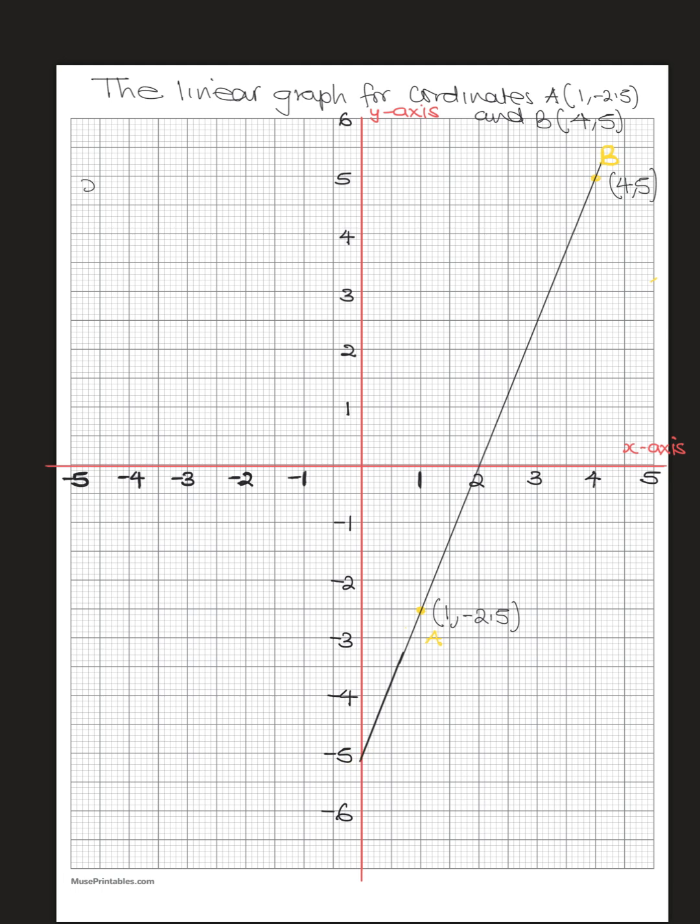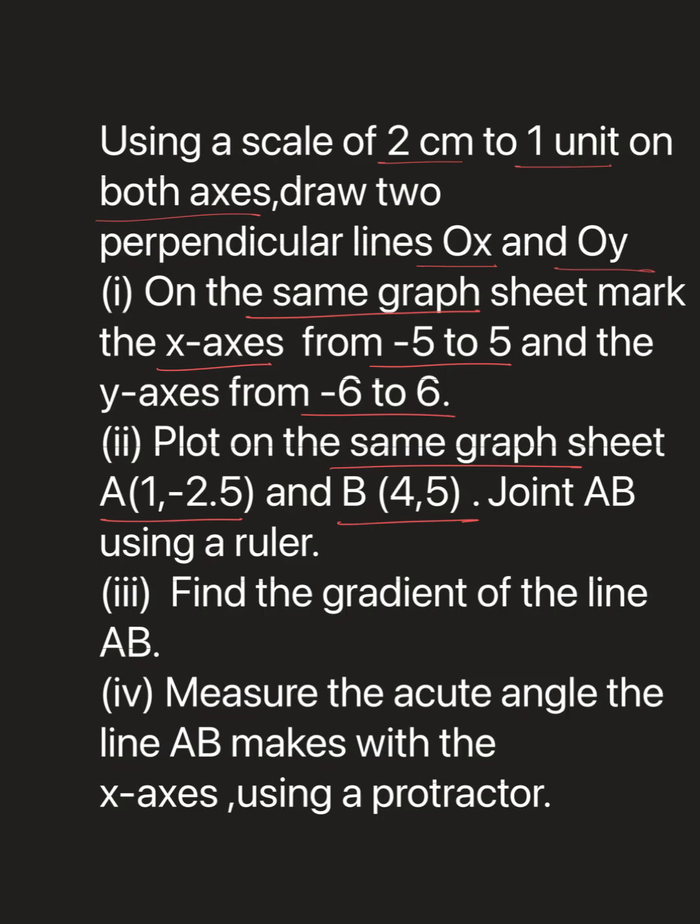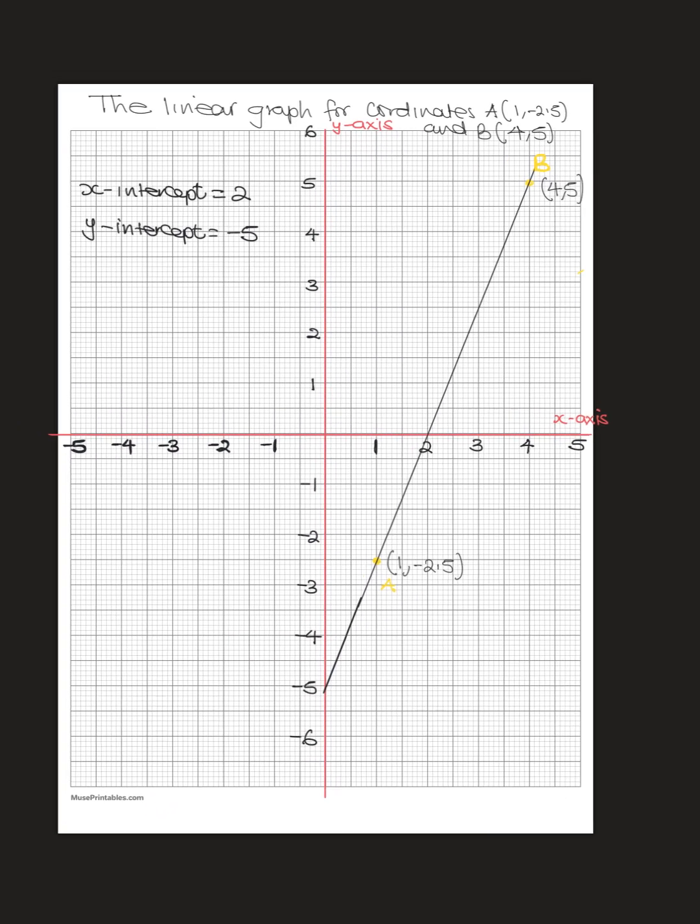So the x-intercept is 2, the y-intercept is minus 5. Now let's go on to see what the question asks us further. The third question asks us to find the gradient of the line AB. We will move on to answer that.